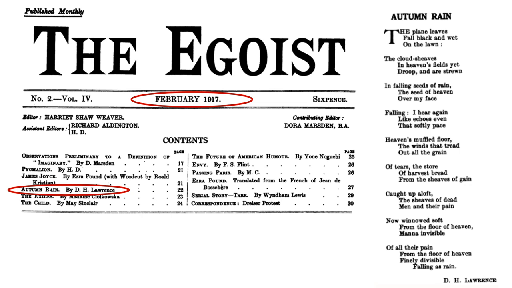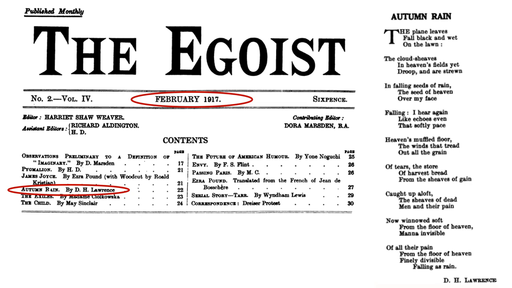So we've got the sheaves, and sheaves is part of the harvesting process. It's a bundle of grain stalks that are laid lengthways and then tied together after reaping. Also later down in the poem, now winnowed soft, winnowing is another harvesting term. It's separating the wheat from the chaff, the light from the heavy, what you want to keep and what you want to discard.